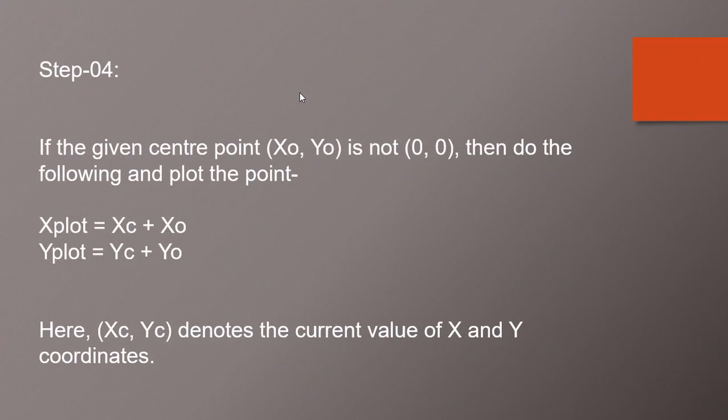In the next step, step 4, if the given center point x0, y0 is not 0, 0, then do the following and plot the points. We find x plot as xc plus x0 and y plot as yc plus y0. Here xc and yc denote the current values of the x and y coordinates.